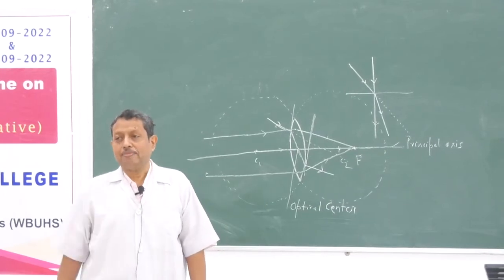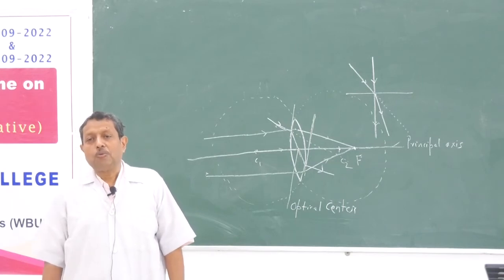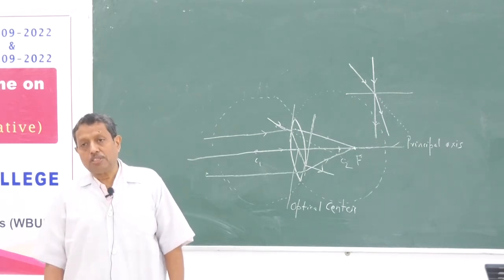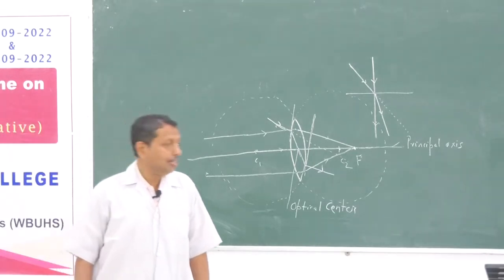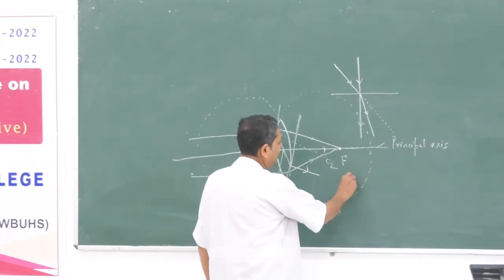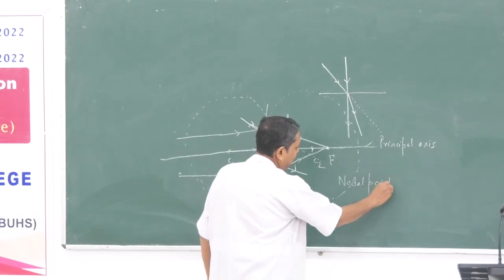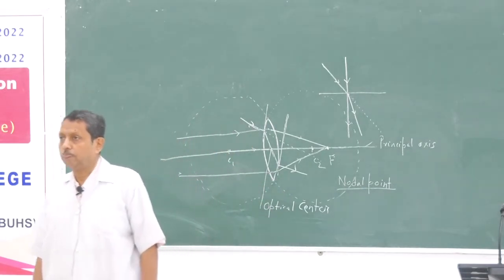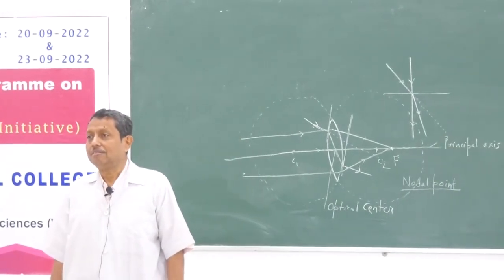So you can expect that light rays going through this optical center will go without any lateral deviation. And in case of the eye, it is called the nodal point. Nodal point of the lens. Clear?